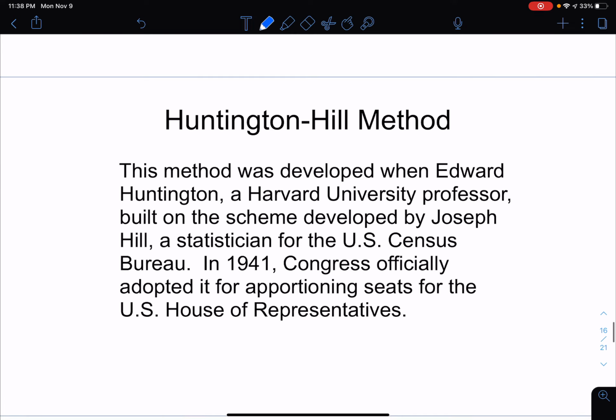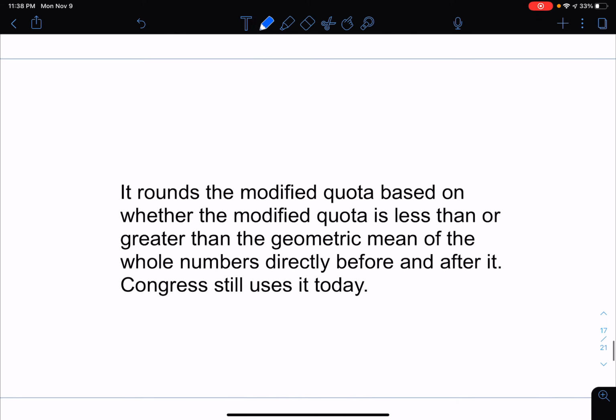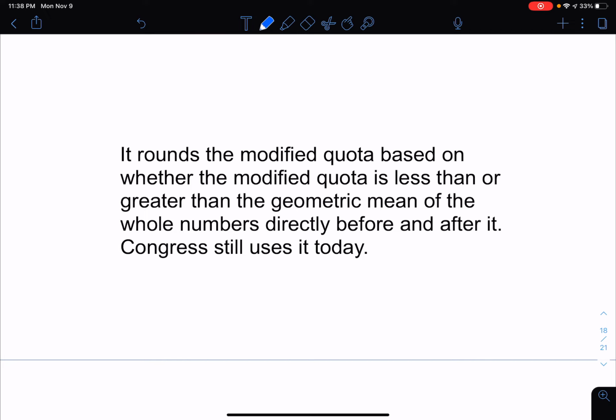All right, the Huntington Hill method. This is the exciting one. This method was developed when Edward Huntington, a Harvard University professor, built on a scheme developed by Joseph Hill, a statistician for the U.S. Census Bureau. In 1941, Congress officially adopted it for apportioning seats for the U.S. House of Representatives. It rounds the modified quota based on whether the modified quota is less than or greater than the geometric mean of the whole numbers directly before and after it. And Congress still uses it today.